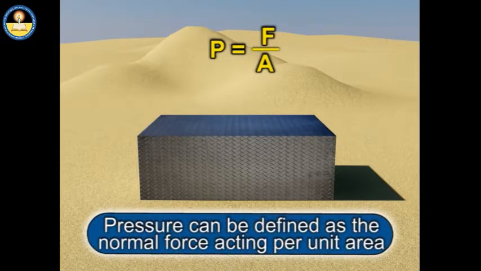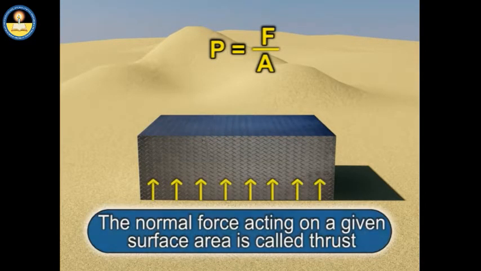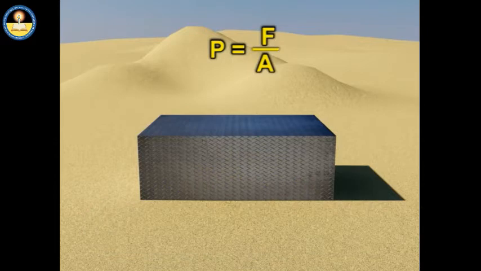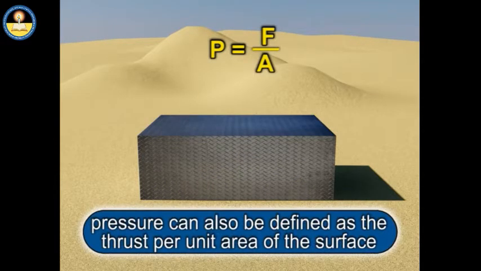Pressure can be defined as the normal force acting per unit area. The normal force acting on a given surface area is called thrust. Hence, pressure can also be defined as the thrust per unit area of the surface.